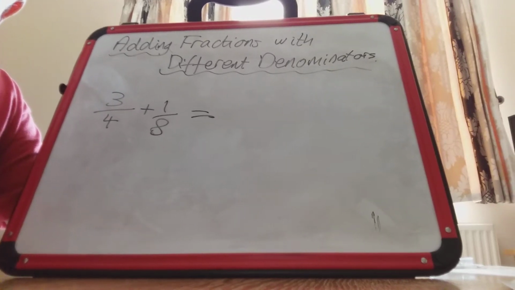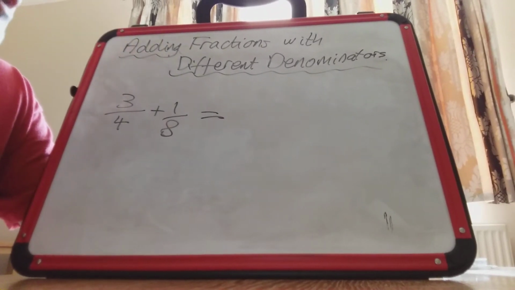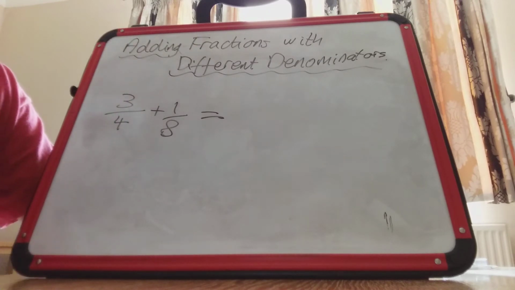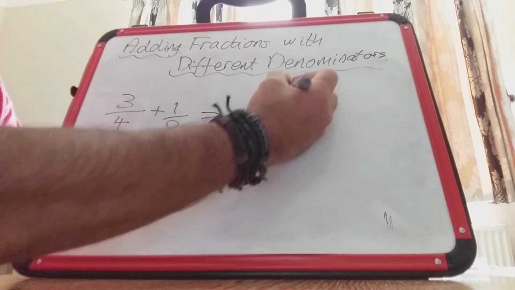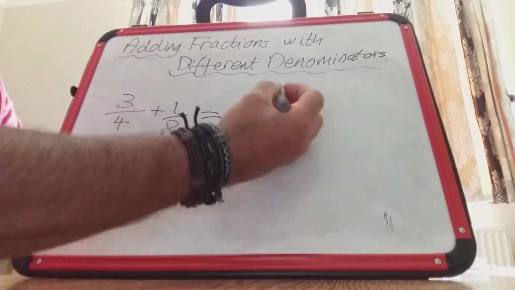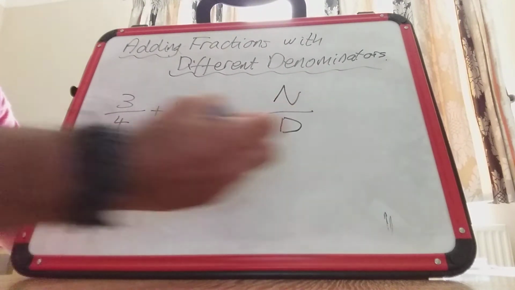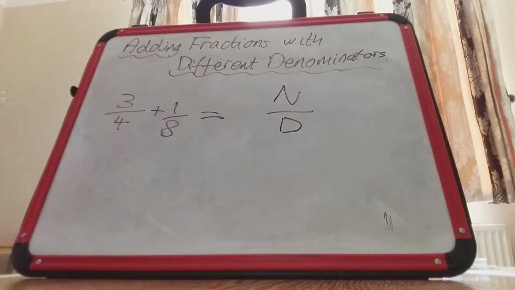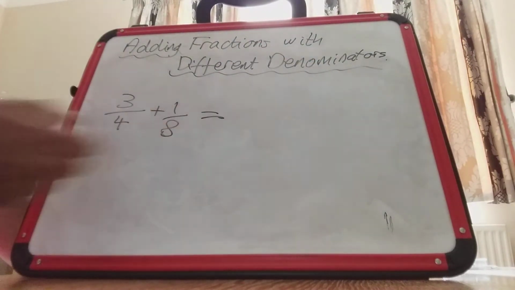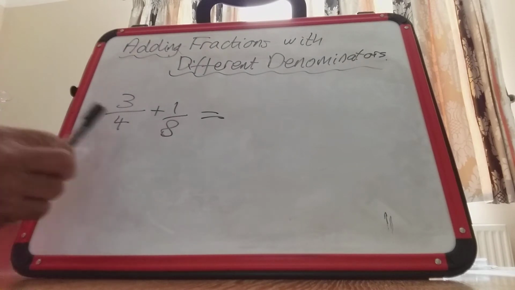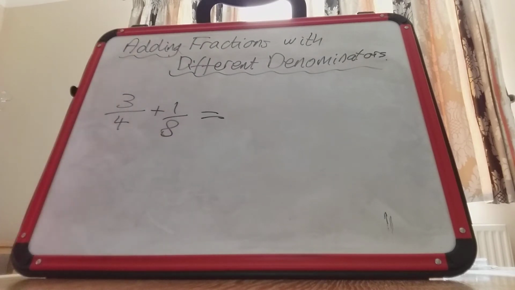Hello, this lesson is called Adding Fractions with Different Denominators. Just in case you had forgotten, on a fraction, the numerator goes at the top and the denominator goes at the bottom. So when we say adding fractions with different denominators, here's a classic example, 3/4 plus 1/8.